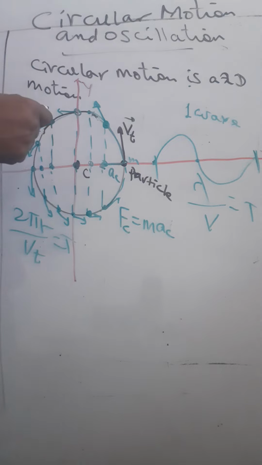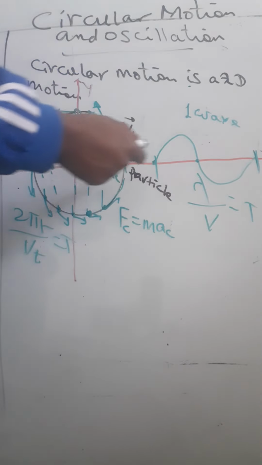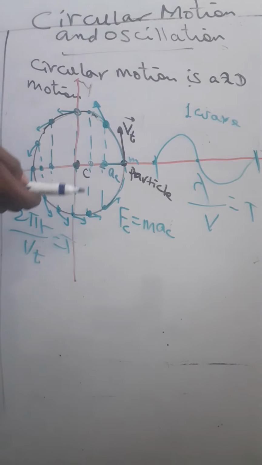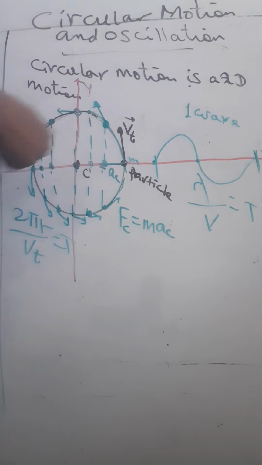So if you understand oscillation, you can understand circular motion. If you understand circular motion, you can understand oscillation. That's why circular motion and oscillation are related. Whenever we talk about circular motion, we can associate oscillation as well, considering the shadow of the particle that performs circular motion. That's basically what is important here.